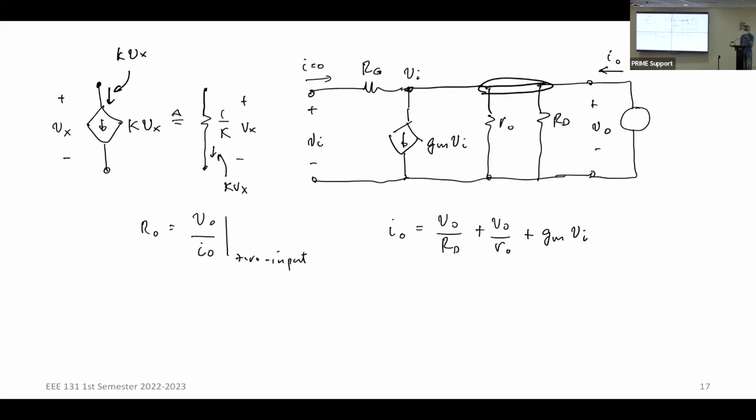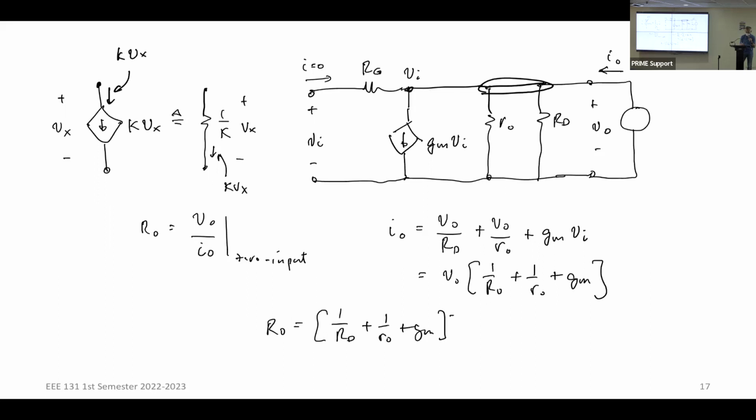So actually ito, if this is VI and this is GMVI, then this is equivalent to a resistance equal to 1 over GM. Okay? So ang mangyayari, this is going to be VO times 1 over RD plus 1 over RO, plus GM. And RO is going to have a different value. It's going to be 1 over RD plus 1 over RO plus GM raised to the minus 1.